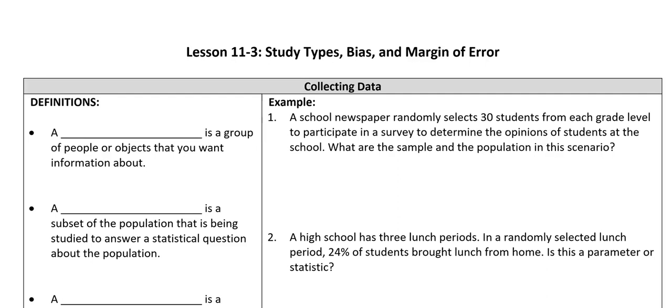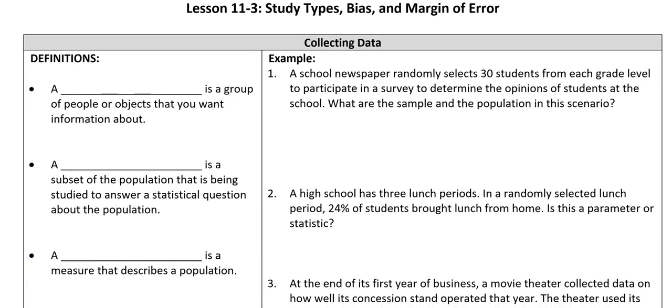All right, guys, today we're going to talk about study types, bias, and margin of error. So up until this point, we've been working with sets of data, and we've been finding the mean and the median and standard deviation and regression and all that different information. But now we're going to look at actually how data is collected. Okay, so we have a few definitions we have to talk about.